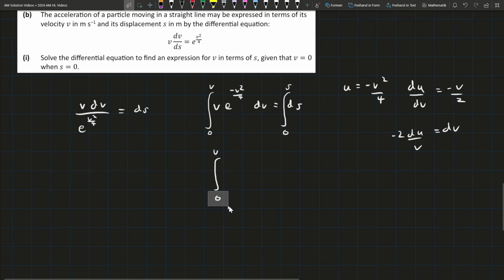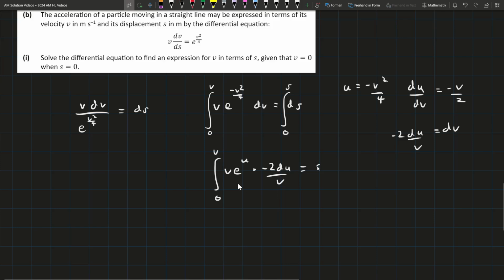We can't sub in these numbers for u. So we're going to have v, e, and then this power here, that's just our u. So we're going to replace that with just u times, and then instead of dv, we're going to have minus 2 du over v. And as I said, because the derivative of this has a v in it, this v will cancel out this v, and it works out quite nicely.